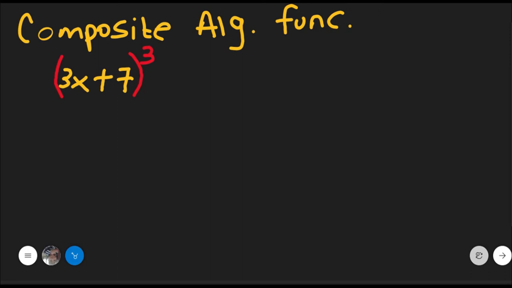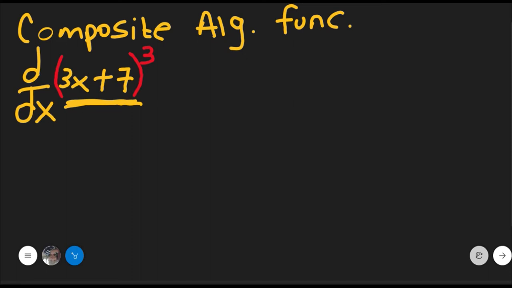So how are we going to deal with this? First of all, you are going to follow the same rule. You need to write d over dx. Why x? Because the variable involved in this function is x. So we are going to differentiate this. Now you need to follow me on how exactly we can differentiate composite algebraic functions.